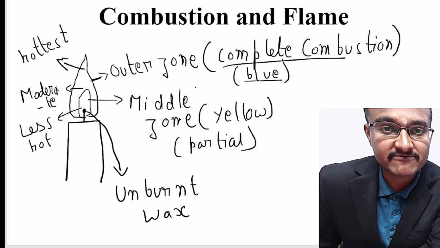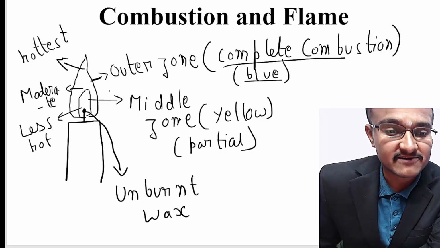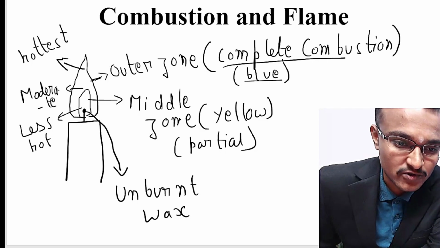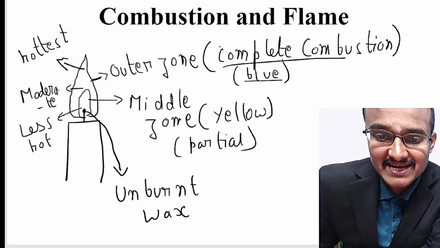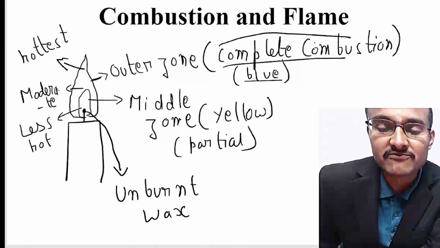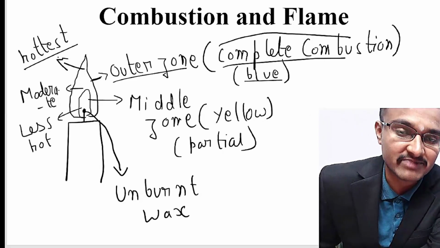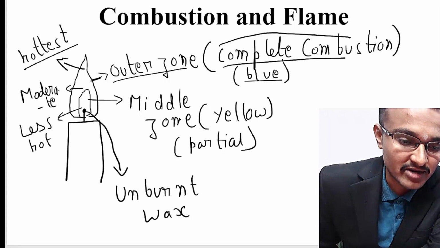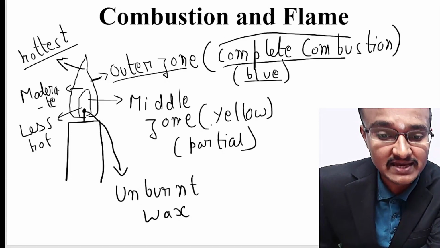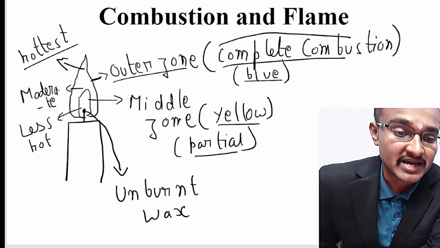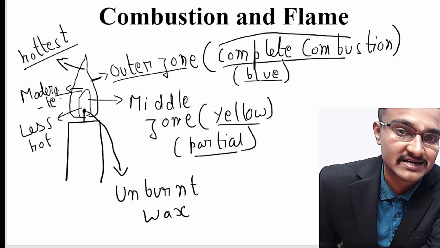Now I will explain the different zones of this candle flame. When you light a candle, you can see the outermost zone is blue in color. That indicates complete combustion of carbon, and hence the outer zone is the hottest part of the flame. In the middle part of the flame, you can see a yellow color, and there is partial combustion of carbon. Hence the middle part of the flame is moderately hot.